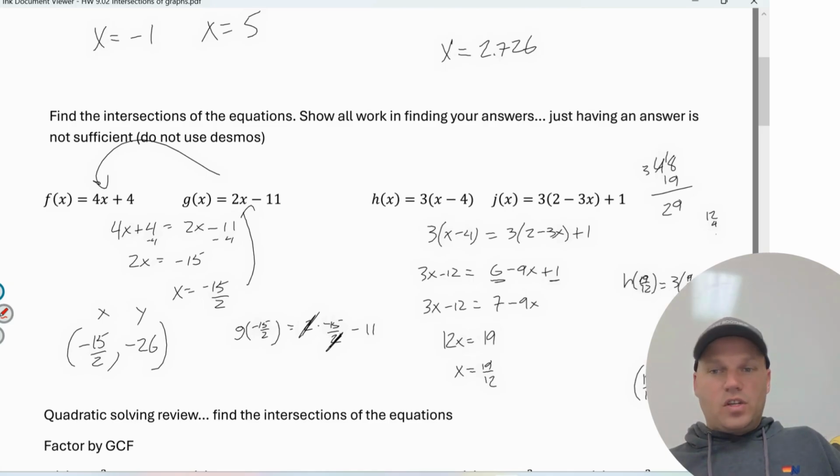If I multiply by 3 and divide by 12, it's like dividing by 4. Divide the top and bottom by 3, you get 29 fourths.